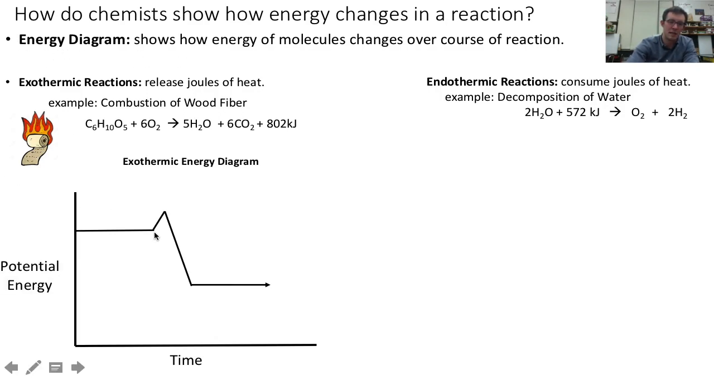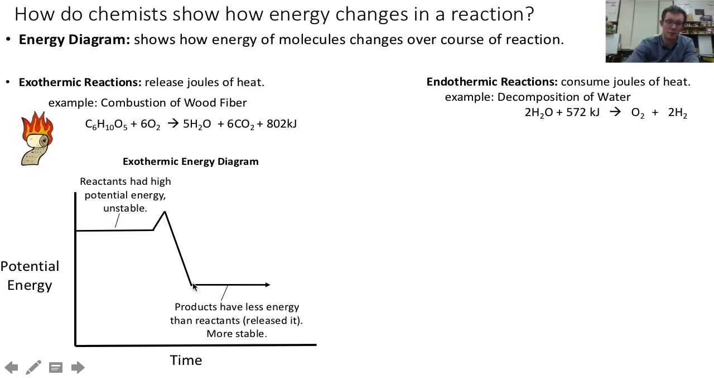So here's an example of an energy diagram for an exothermic reaction. And what you'll see is that the reactants at the beginning of an exothermic reaction have a relatively high potential energy. And over the course of the reaction, they lose that energy, and the products have less energy than the reactants. Overall, the molecules lose energy.